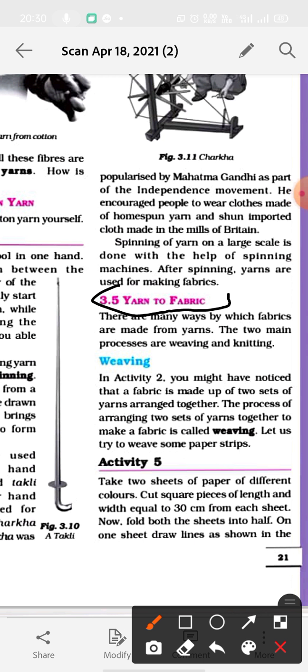Okay, so till now you have to read the chapter thoroughly, and if you still have any doubt you can ask me. You have to read the chapter not only once but twice. Okay, and try to do the activity at your home. You will understand well how fabric is made.